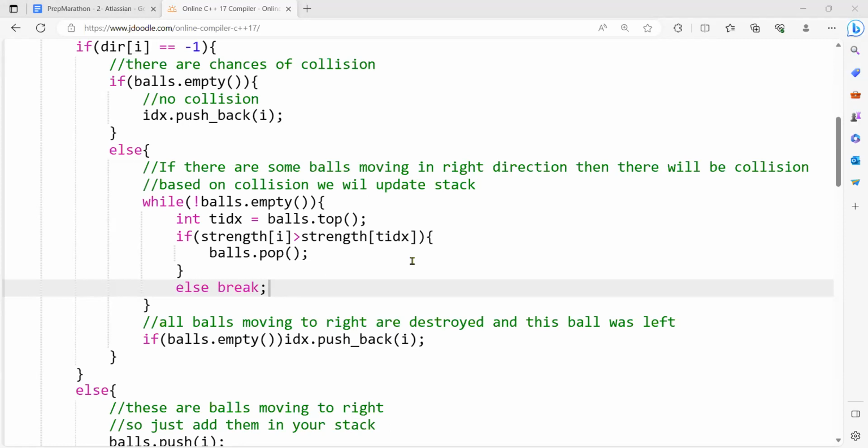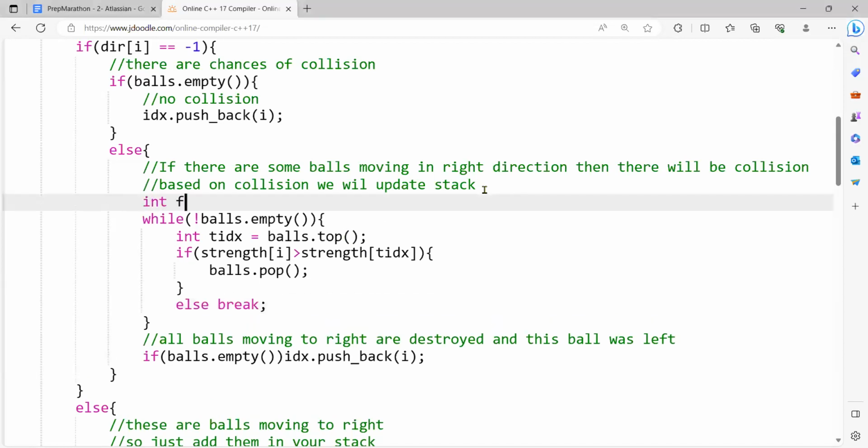In case both balls are having equal strength, both will explode. Here we have covered which cases? We have covered two cases. If the ball moving left has higher power than the ball moving right, then the right one will explode. If the right one has more power, the left one will explode. So we have covered these things, but we have not covered the case when both have equal strength. So we have to take care of that.